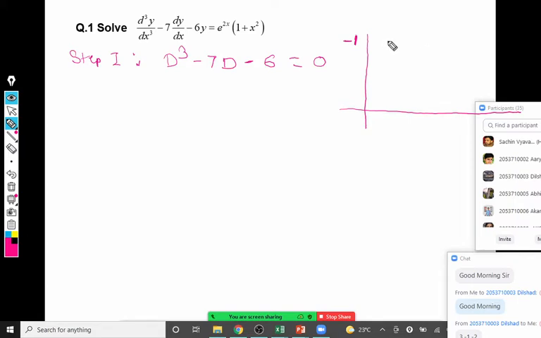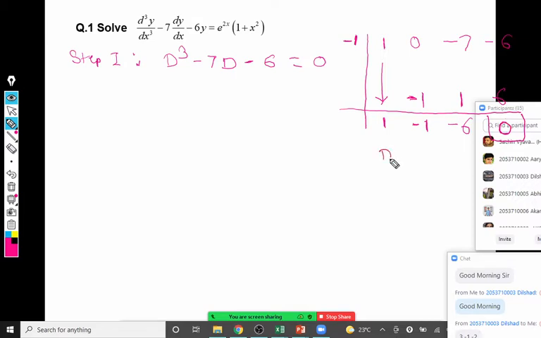So, tell me the coefficients. 1, 0, minus 7, minus 6. Very good. So these are the 4 coefficients. 0 is included because the D square coefficient we have to write as it is. The first coefficient we take as it is, then cross multiply. 1 into minus 1 is minus 1, then we add, so it comes minus 1 only. Minus 1 into minus 1 plus 1, and we get minus 6. Minus 6 into minus 1 is plus 6, and that gives 0, because minus 6 plus 6 is 0.